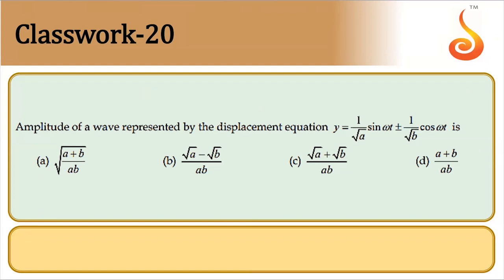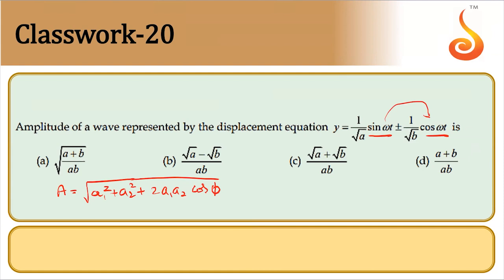So the resultant amplitude is given by root of a1 square plus a2 square plus 2 a1 a2 cos phi, where phi is the phase difference between this function and this function. Here clearly the phase difference is pi by 2, sine function and cosine function. Cos pi by 2 will become 0, so this entire term becomes 0. So what happens to the resultant amplitude?